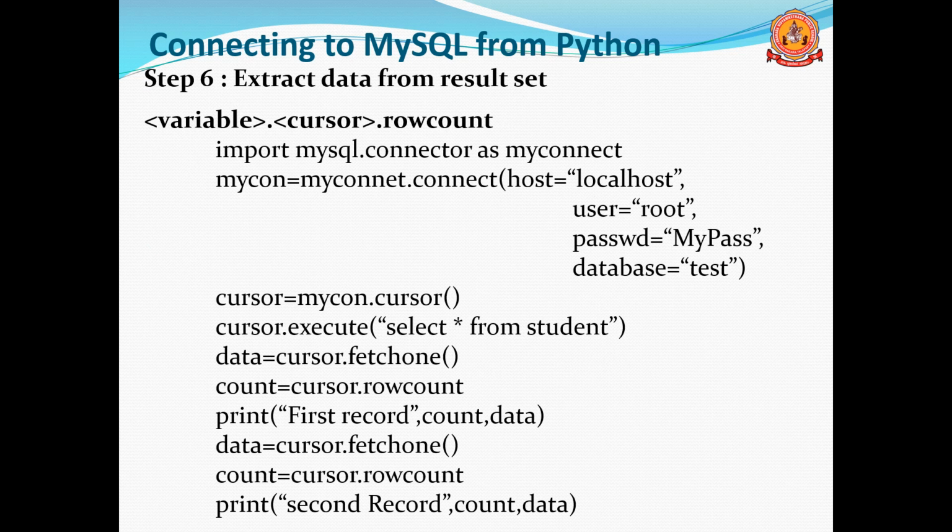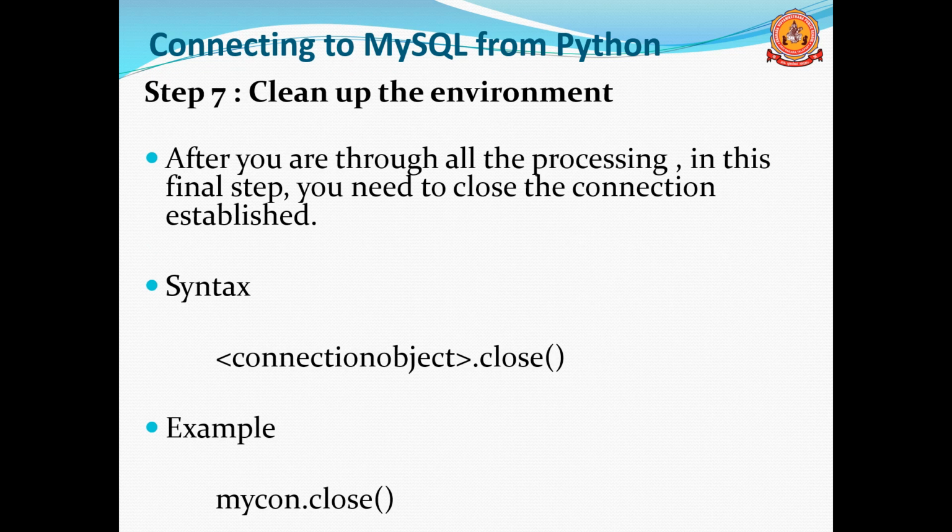Next, data is equal to cursor.fetchone, so one more record is fetched. If you use cursor.rowcount once again, the count will be 2. Like that, however many times you use fetchone, the rowcount will be displayed accordingly, based on how many records you retrieved.